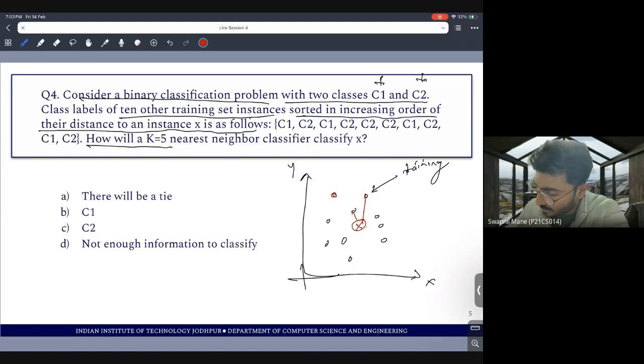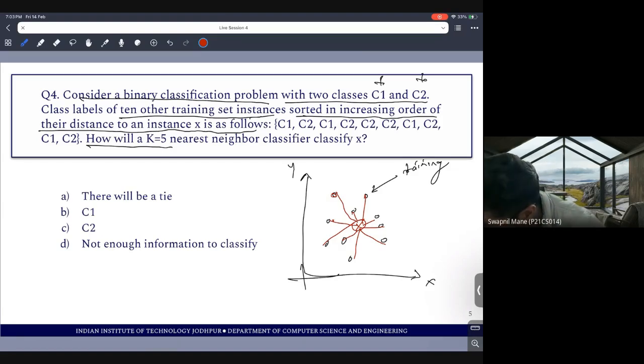So we have calculated the distance between the x, the new point, and all the other training points, right? The number of training points given is 10. So we have calculated the distance between this and all of the points. After calculating the distance between all of the training points, those are sorted, right? Sorted in order, let's take the nearest one, this one belongs to class 1. This one belongs to class 2. This one belongs to class C1. This one belongs to C2, and this one belongs to class C2.